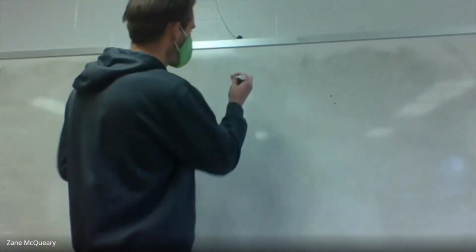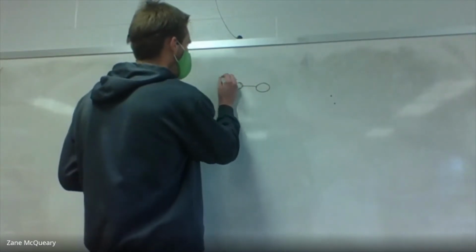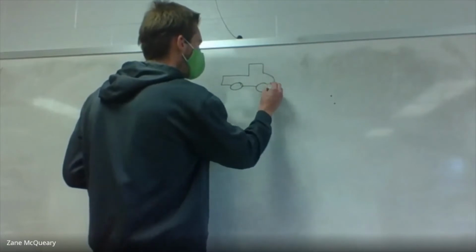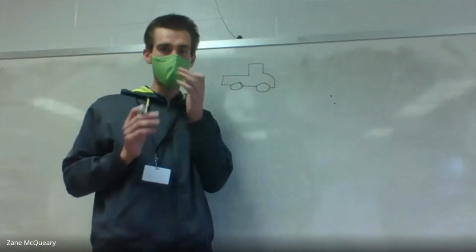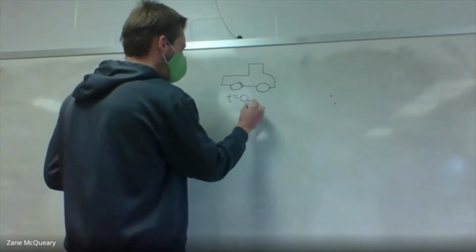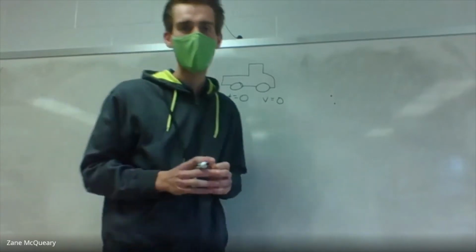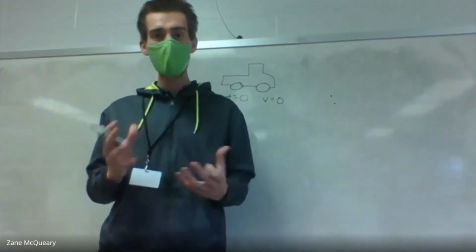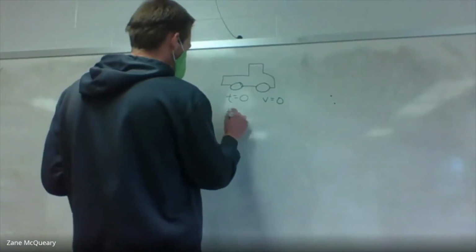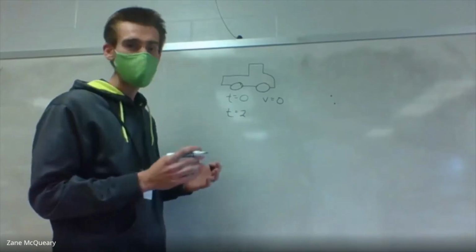Let's just say you're driving down the road and you've got a car, or we'll give them a pickup truck, actually. That pickup truck starts at rest. So initially, at time 0, the velocity is also 0. And then eventually, it starts to speed up a little bit. It speeds up, and we'll just say at 2 seconds, now it's moving 10 meters per second.